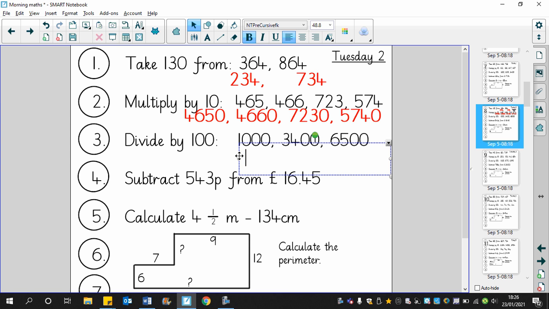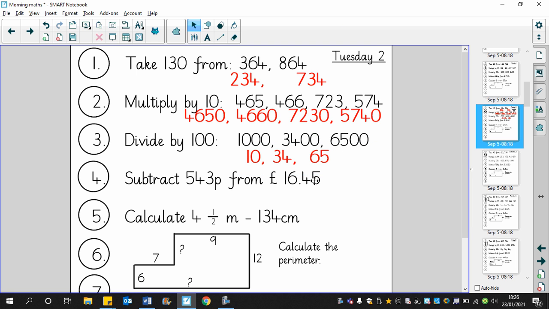Well, when you divide by 100, everything moves 2 places across. So the 1 is in the thousands column at the moment, so it's got to go across 1, 2, so that's now in the tens column. So therefore there's a 1 in the tens column and a 0 in the ones column, and that's it. Job done. 3,400, so the 3 goes into the tens column, the 4 goes into the ones column, and once again that's all we need to do. And finally the 6 goes into the tens column, the 5 goes into the ones column, and that's it. 65, so the answer for that question is 65.